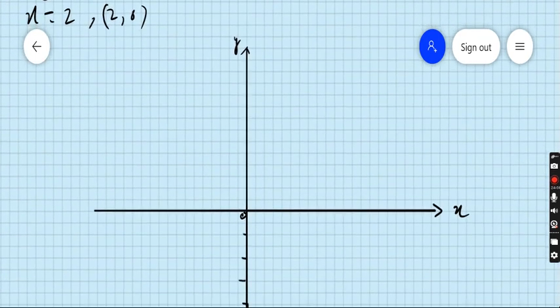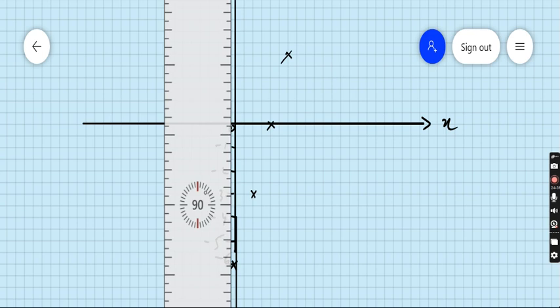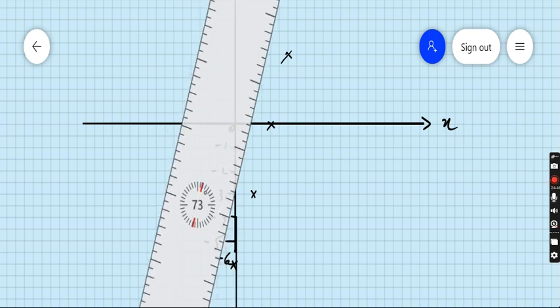And our gradient is what? 3. So rise upon run. This is our reference point. Minus 1, minus 2, minus 3, minus 4, minus 5. So 1, 2, 3, 1. This is first, then 1, 2, 3, then 1. This is second, then 1, 2, 3 and 1. This is 4. Now this is a good graph. Graph is always big, must be big in order to understand fully.